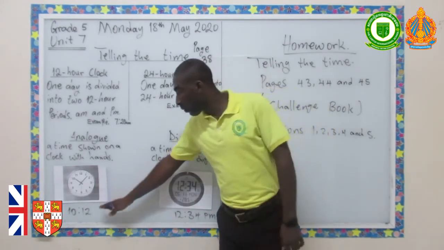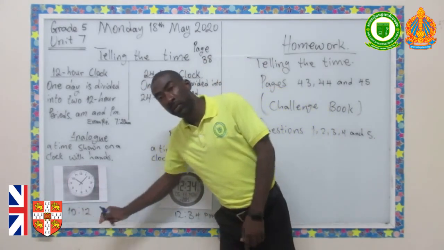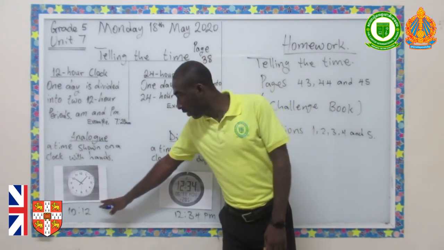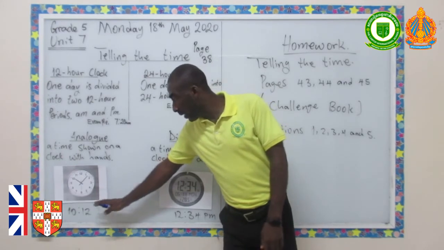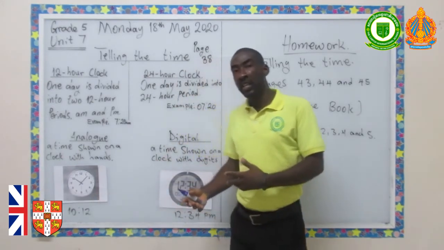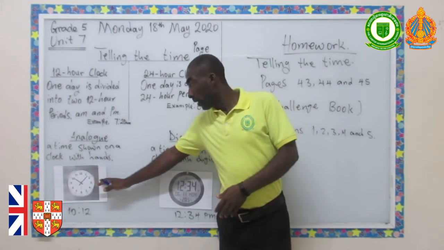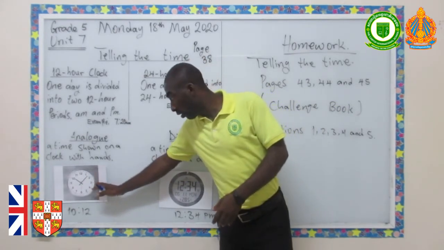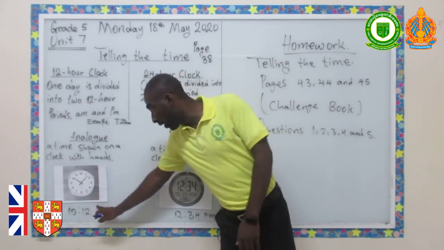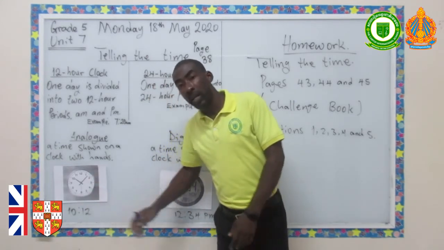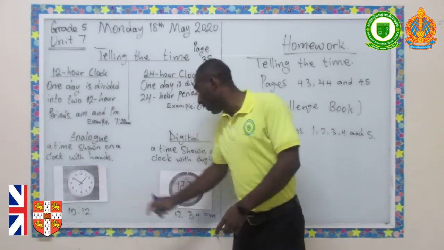On our analog, we have 10:12. Because this is an analog, you can only determine the time of the day, whether it is morning or evening, depending on who is wearing this particular watch or clock. So we can only say for now that it is 10:12. It can be in the morning or it can be in the evening.